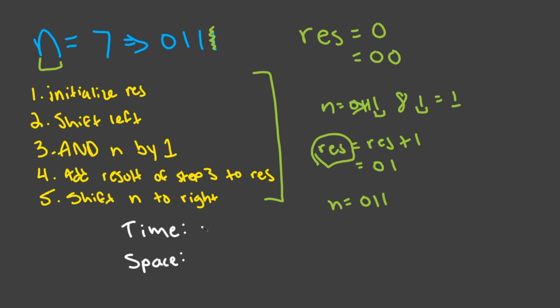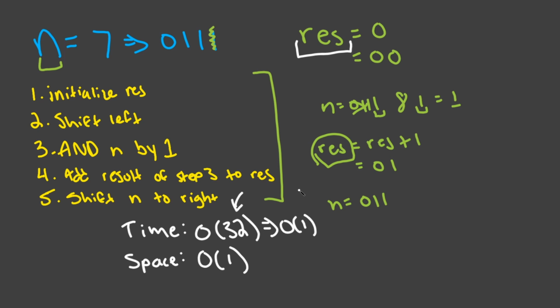Our time complexity for this algorithm is going to be O of 32, which simplifies to just constant time because our worst case scenario is still just a constant. And for space, we're using constant space as well. The only thing we have is this variable here, and that takes constant space. So now let's get into the code.